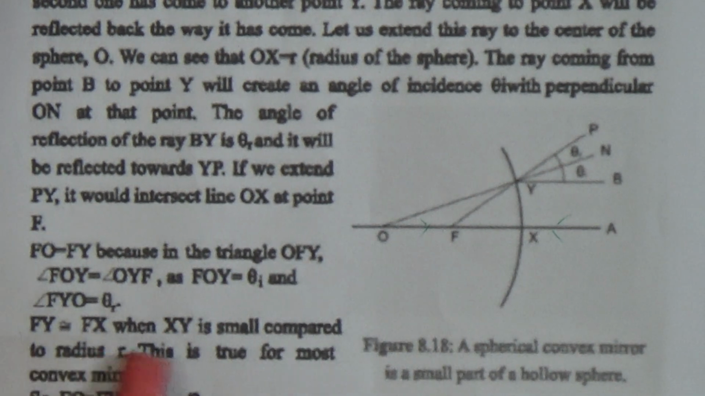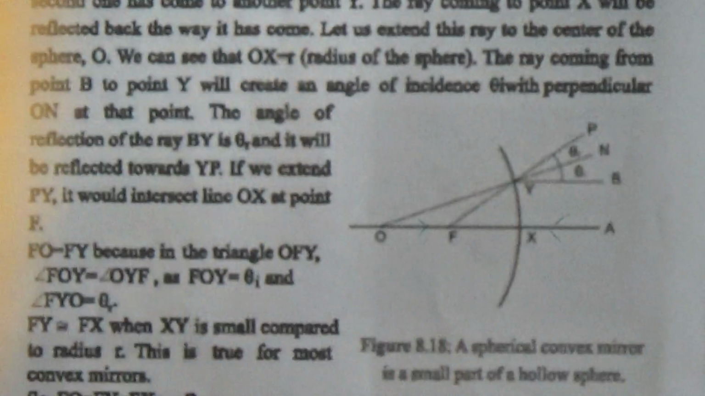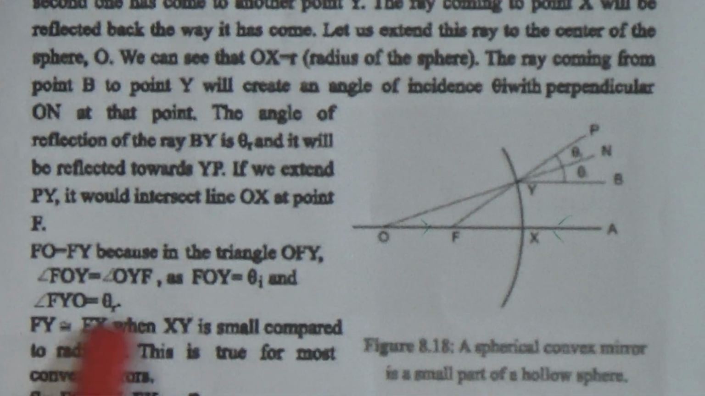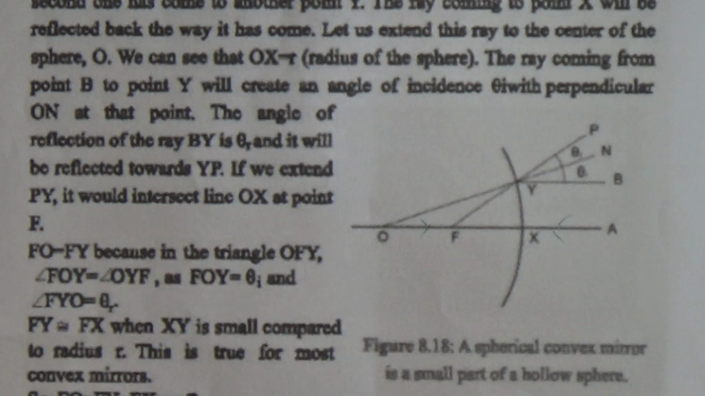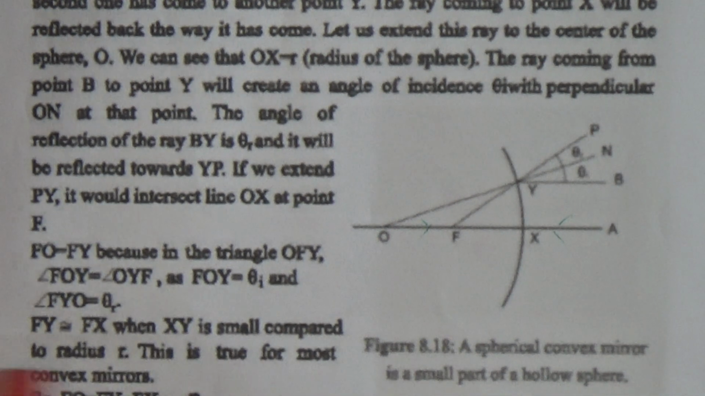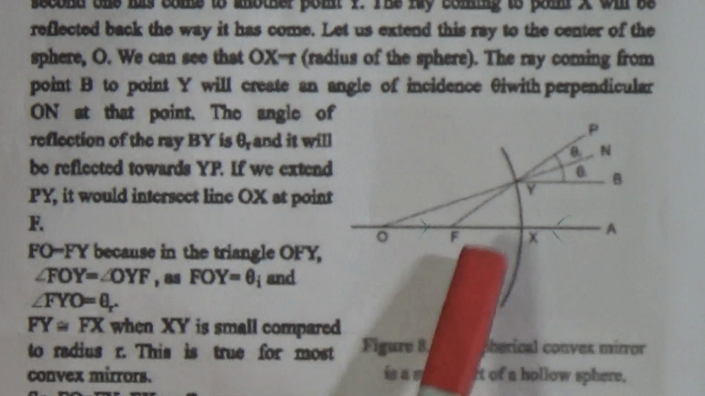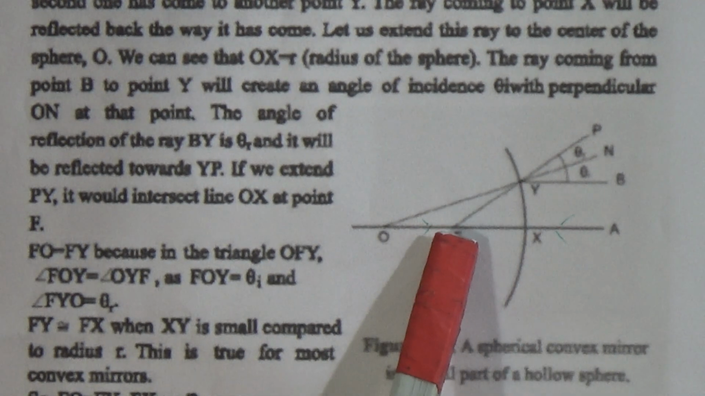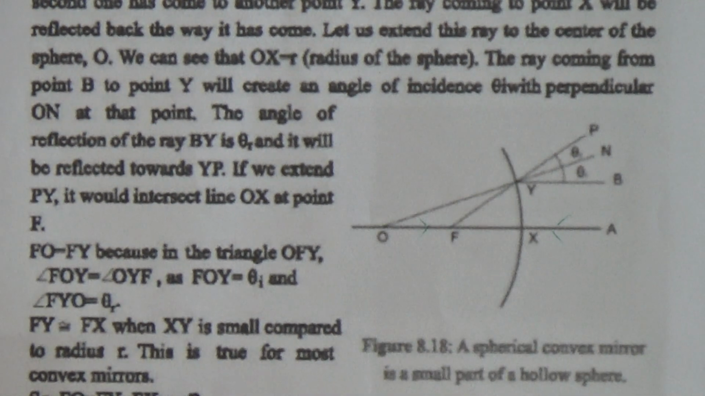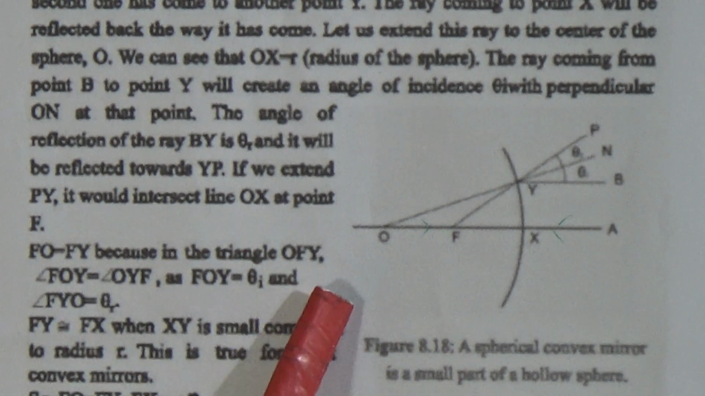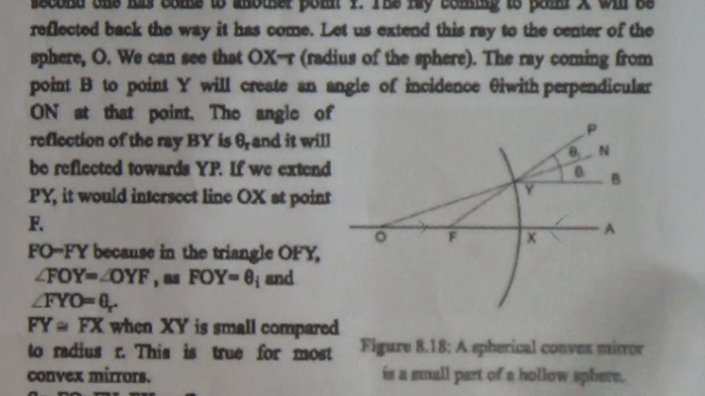So FO equals FY, because in triangle OFY, angle FOY equals angle OYF. Angle FOY equals theta I, the angle of incidence, and angle FYO equals theta R, the angle of reflection. So FY is congruent to FX, when XY is small compared to radius r, which is true for most convex mirrors. So FY equals FO equals FX equals r divided by 2. So the focal length f equals r divided by 2. This is proved. My dear students, practice this question properly.